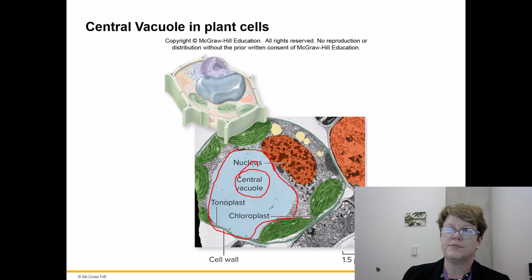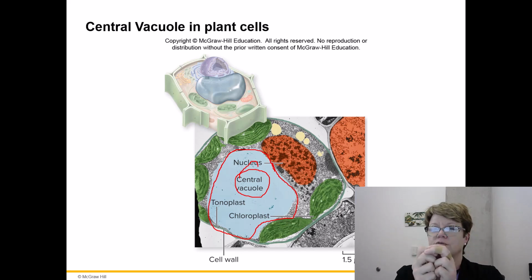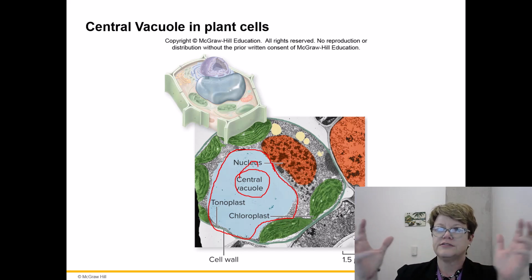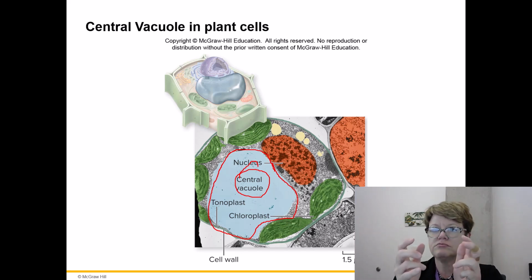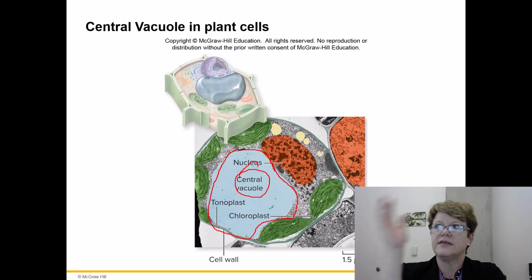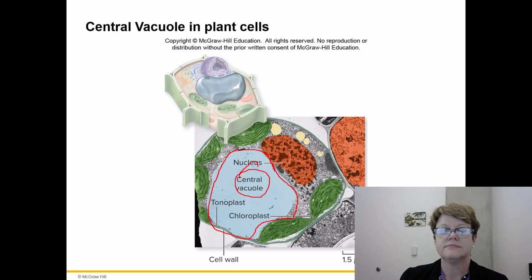If you don't water a plant for a while, one of the things that happens is the central vacuoles don't have very much water, so the cells are kind of shrunken a little bit, and the plant will become floppy, or we say flaccid. So the central vacuole in plant cells holds water.